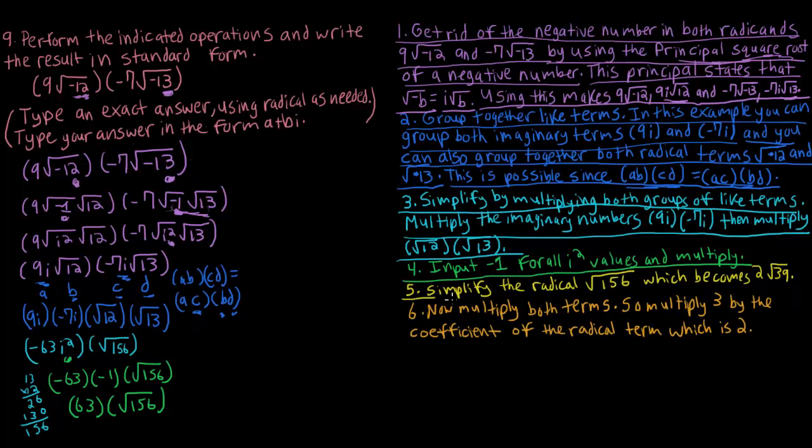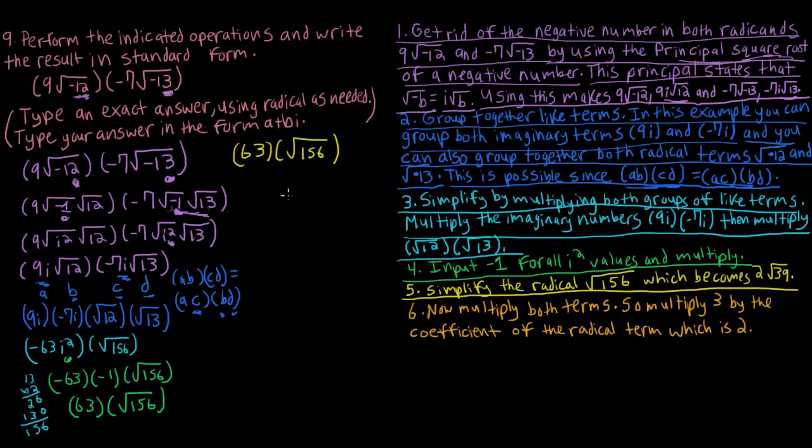Step 5. Simplify the radical square root of 156, which becomes 2 times square root of 39. So, to simplify 63 times, gotta make sure we keep the parentheses. So 63 times the square root of 156. Well, 156 will simplify. 2 goes into 156. Half of 156 is 78.